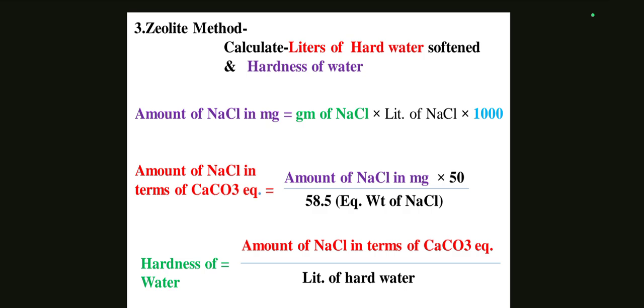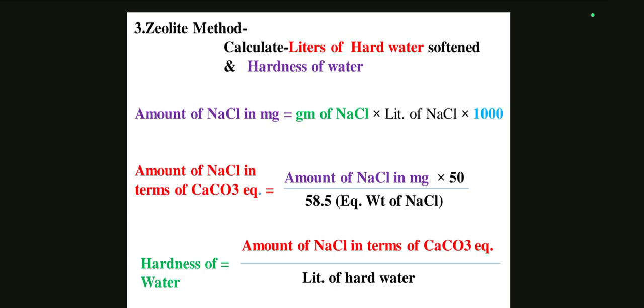Okay, now the last formula: hardness of water is equal to the amount of NaCl in terms of CaCO3 equivalent divided by liters of hard water. For the third formula you are going to use the answer of the second formula, and for the second formula you are going to use the answer of the first formula. So all three formulas are interlinked. The answer of the first formula you have to take in the second formula, and the answer of the second formula you have to use in the third formula.